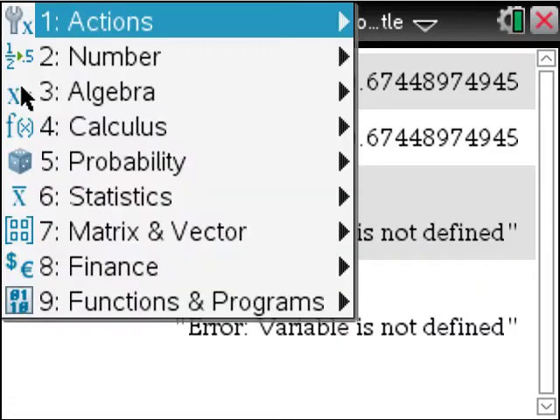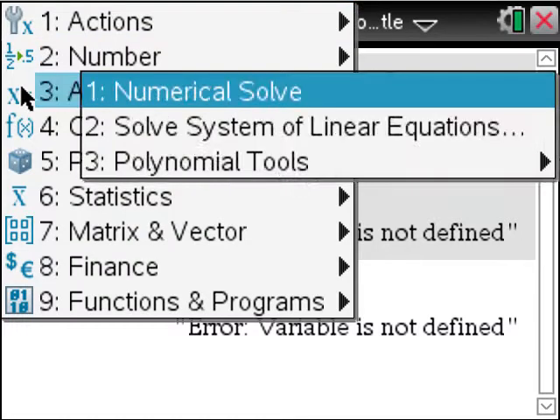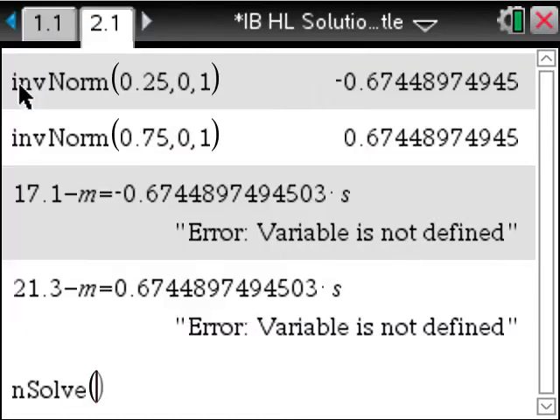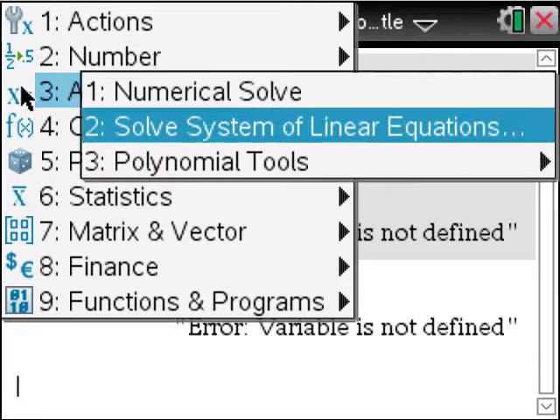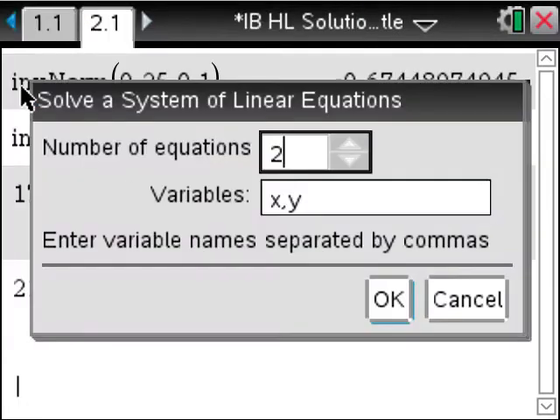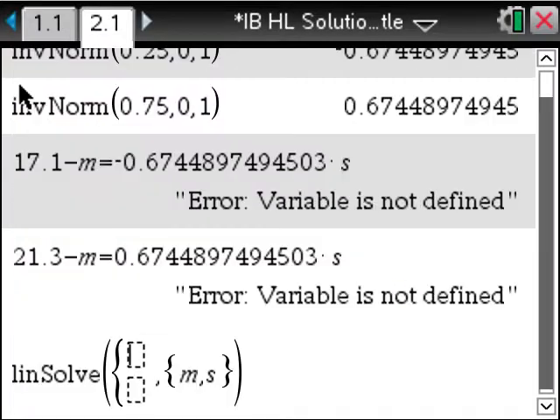So if I just press Menu and choose Algebra and choose Numerical Solve. Nope, that's not what I want to do. My apologies. We'll do Menu, Algebra, Solve System of Linear Equations. We've got two equations here. I've called my variables m and s for mu and sigma. We'll go down to OK.